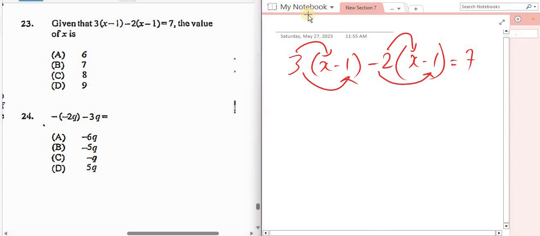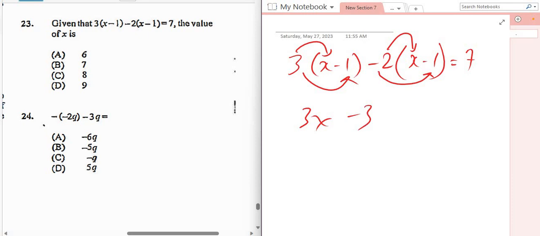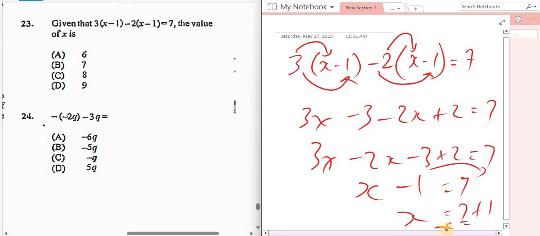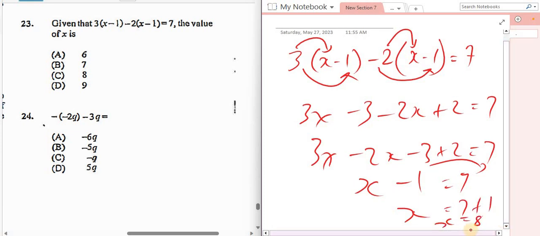Somebody might say, you know what, why not just do this? 3 times x is 3x, 3 times negative 1 is negative 3, negative 2x, positive 2 equals 7. Group the like terms together: 3x minus 2x minus 3 plus 2 equals 7. 3x minus 2x is 1x. Negative 3 plus 2 is negative 1 equals 7. Transpose: x equals 7 plus 1, x equals 8.